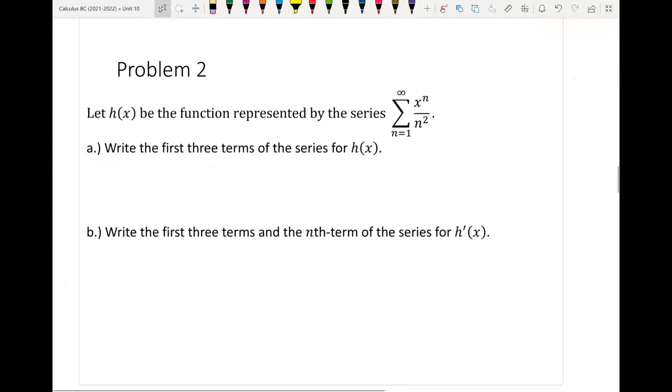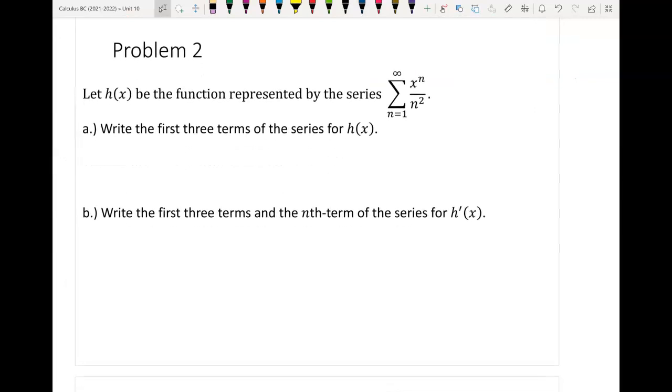All right, so let's go ahead and look at problem 2 here. Problem 2, we have h of x. Let h of x be the function represented by the power series, which we have there. It says write the first 3 terms of the series for h of x. Okay, well that's pretty easy.